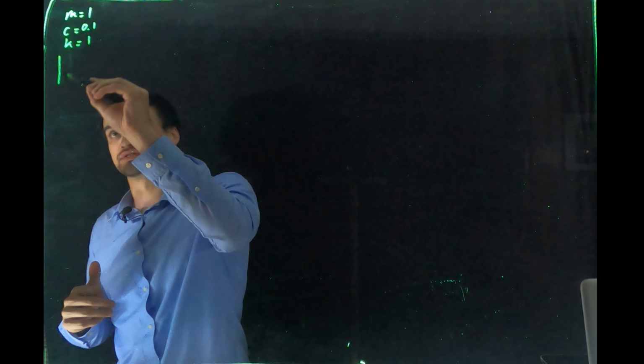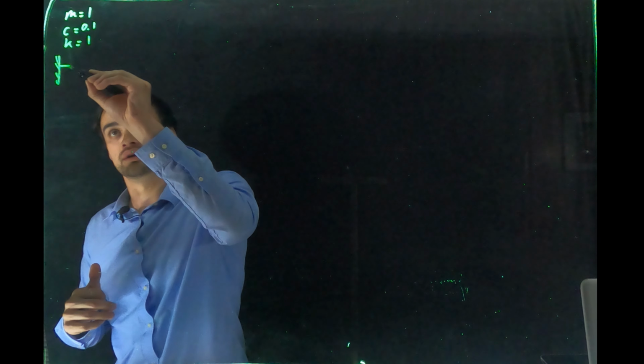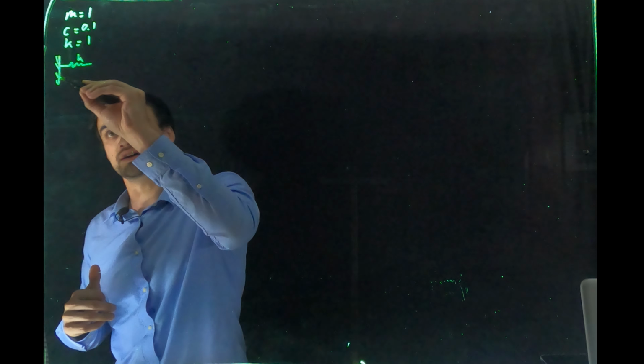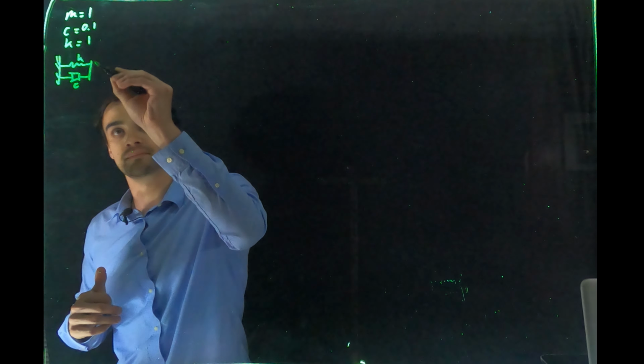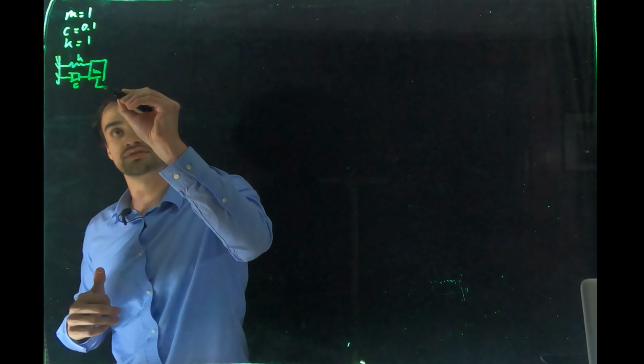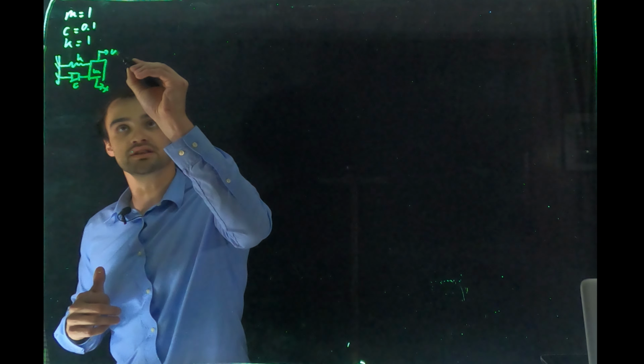Now, it is time for an example. In my case, I'm using a spring mass system where m is equal to 1, c is equal to 0.1, and k is equal to 1. So the system looks simply like this. You have a spring, stiffness k, you have a dashpot, damping constant c, and the mass m attached to this with the displacement x and an input u.